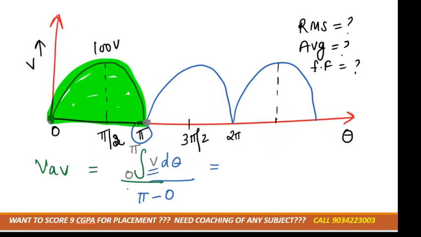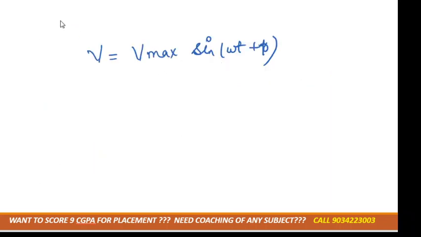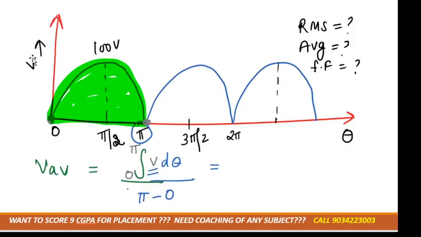Now we can put the value of V. V is how much? That is V max sine theta. Here we'll not consider omega t because theta is mentioned. So we'll consider V equal to Vm sine of theta. Correct? Can we put the value of V here? That would be 1 by pi, and V is Vm sine theta, then d theta. Now in theta we can put the limits 0 and pi.